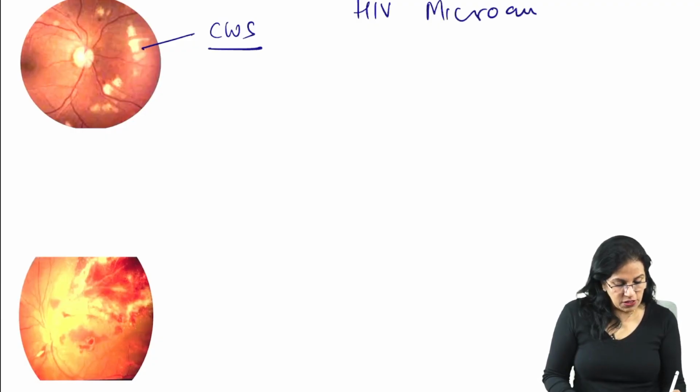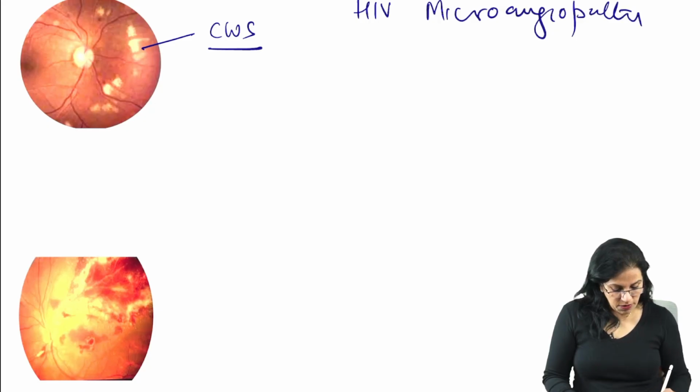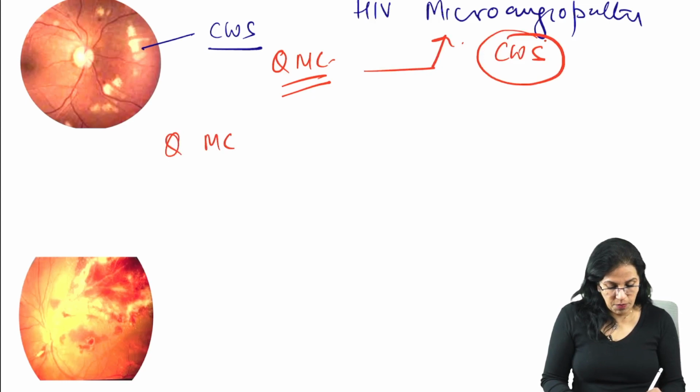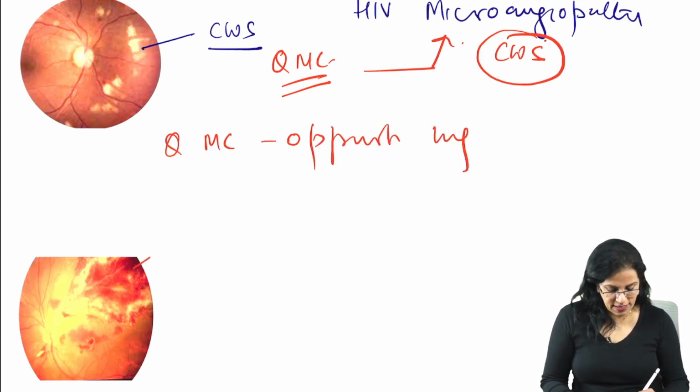Exam question: which is the most common ocular feature of HIV? You will answer the ocular feature is microangiopathy, and mainly what you see is cotton wool spots. Second question, most common opportunistic infection. If they ask you opportunistic infection, now you will answer CMV retinitis, right?